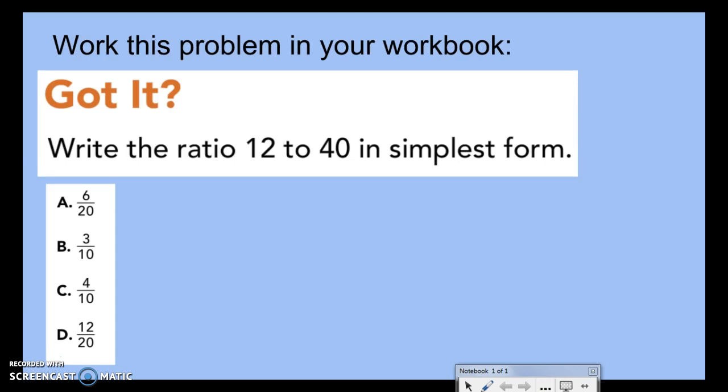Simplest form. Now what does it mean by simplest form? Well, if you're making 12 to 40 simpler, you're probably not going to make it any larger. Okay? So this right here is one of those situations where you're going to really have to think about what the language is saying, what the words are saying. When you think you found your answer, push play.